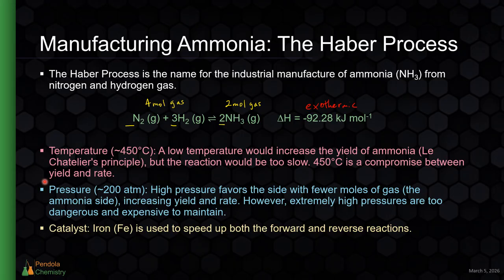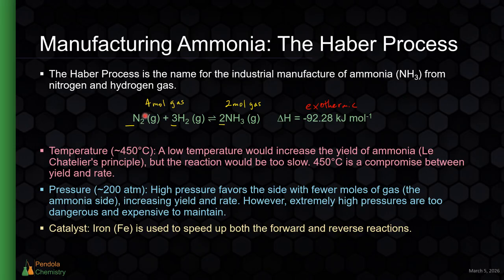That being said, though, high pressures are expensive. They are going to be expensive both due to the creation of the high pressure, the machinery that's needed, and because of the amount of safety and special tubing that you need for that kind of pressure. And so 200 atm is a cheap enough pressure that still pushes the equilibrium very far to the right.